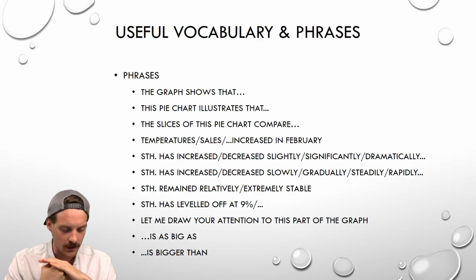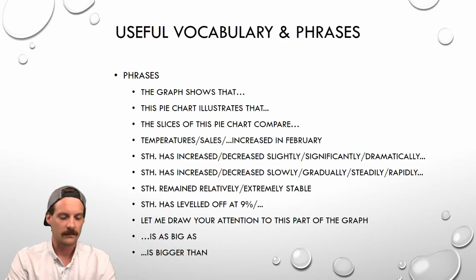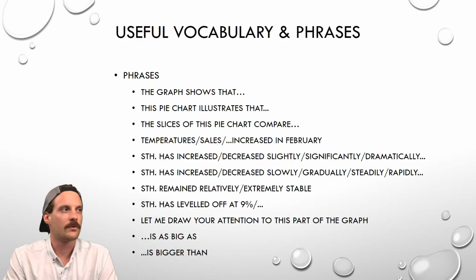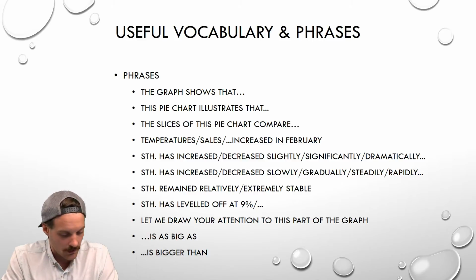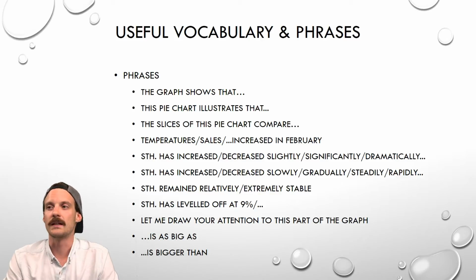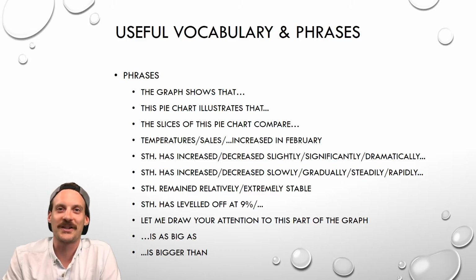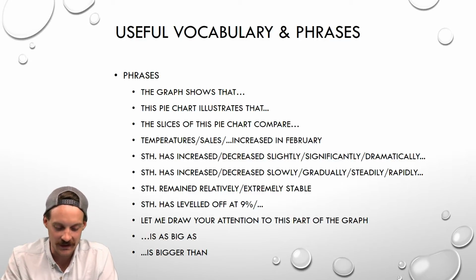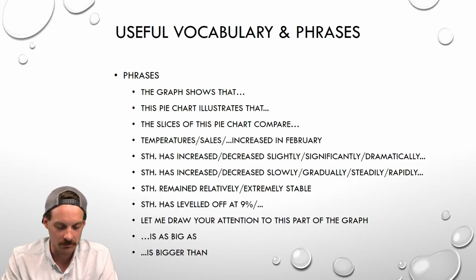What do we have here? Phrases such as, the graph shows that, blah, blah, blah. The graph shows that in April, sales declined by 7%. Or in a case of having a pie chart, this pie chart illustrates that fish oil production has decreased by 7%.